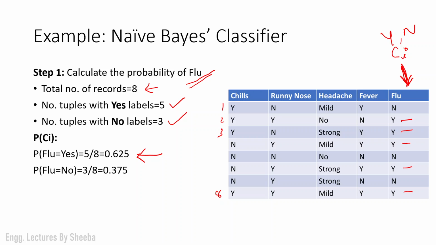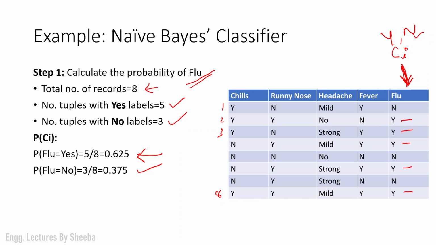Now how will you find the second classification, that is the probability of flu is equal to no? There are 3 tuples in the last column with no classification. So flu no is 3 divided by the total number of tuples 8, which is 0.375.